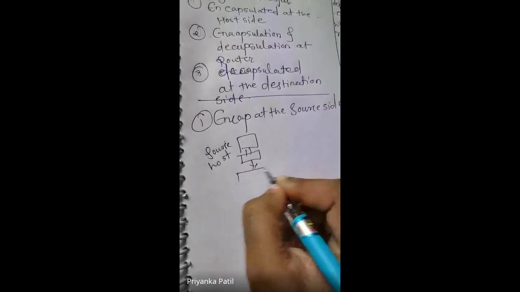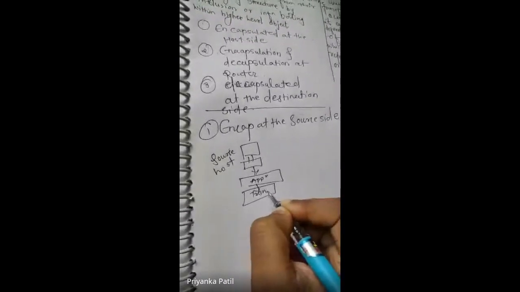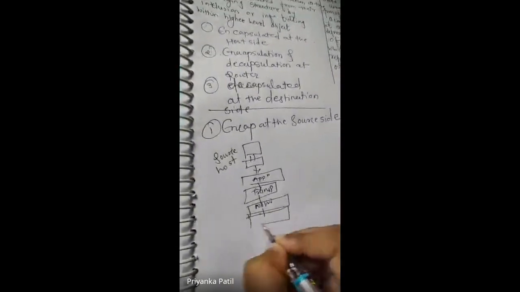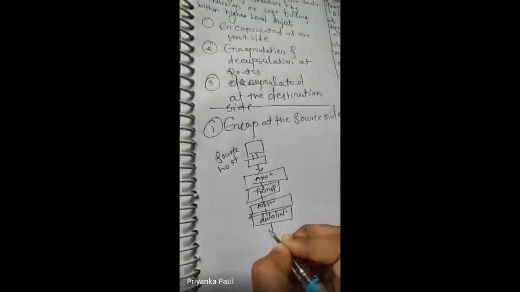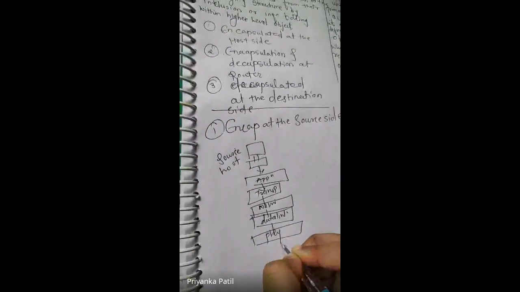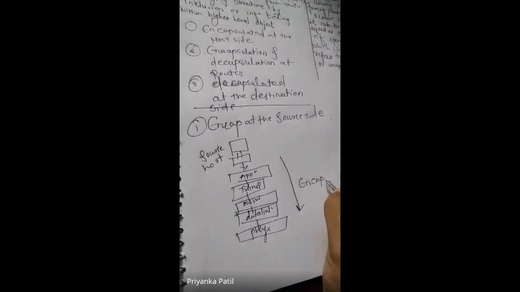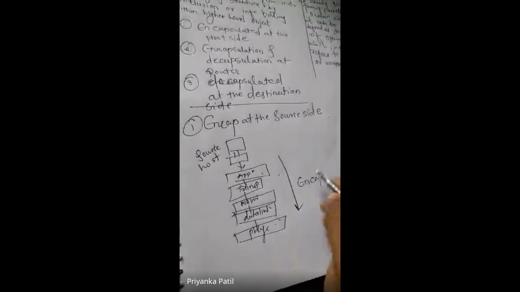Here, this is connected with the application layer. The application layer is connected to the transport layer. The transport layer is connected to the network layer. The network layer is connected to the data link layer. And the data link layer is connected with the physical layer. We have to encapsulate the data from the application layer, the source host, to the physical layer, and the physical layer is connected with the router.